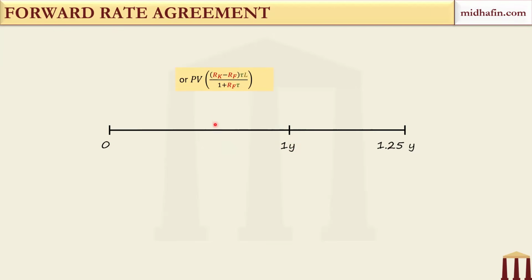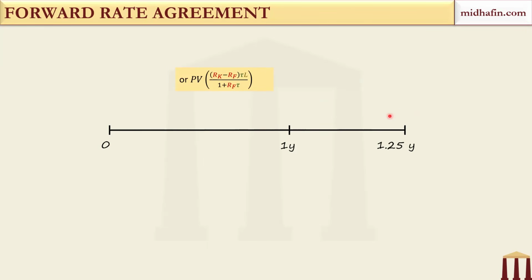Fixed we have already agreed upon. But what will be the floating interest rate between 1 and 1.25? Do we know right now? We don't know. So what is the best estimate of that interest rate? What is the forward rate exactly? The best estimate of the rate which will be applicable between 1 and 1.25 years is the forward rate.